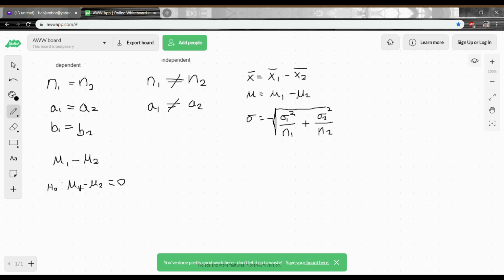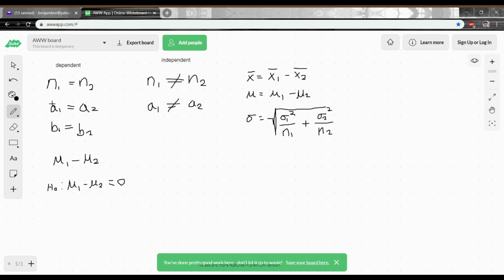That could mean is mu1 greater than mu2? Is mu1 less than mu2? Are they just different at all? And we will determine that based on what the problem statement asks of us.